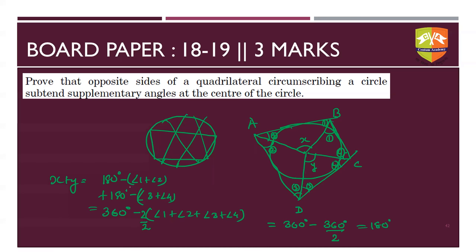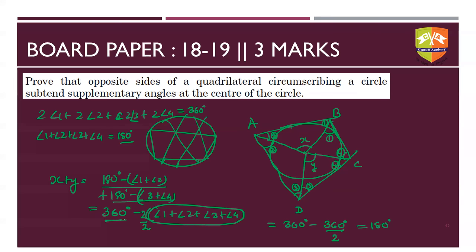Got this proof? What did I do? I wrote X first, I wrote Y, then I added. So 360 degrees minus (angle 1 plus angle 2 plus angle 3 plus angle 4). But 2 times angle 1 plus 2 times angle 2 plus 2 times angle 3 plus 2 times angle 4 was 360 degrees, by the angle sum property of a quadrangle. So hence I replace this by 180 degrees. So angle 1 plus angle 2 plus angle 3 plus angle 4 will be 180 degrees, and 360 degrees minus this 180 degrees. Is this proof clear?